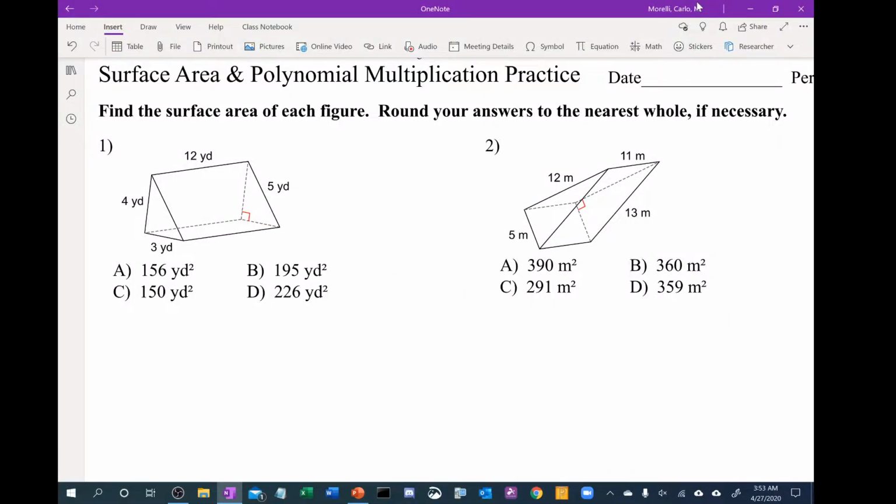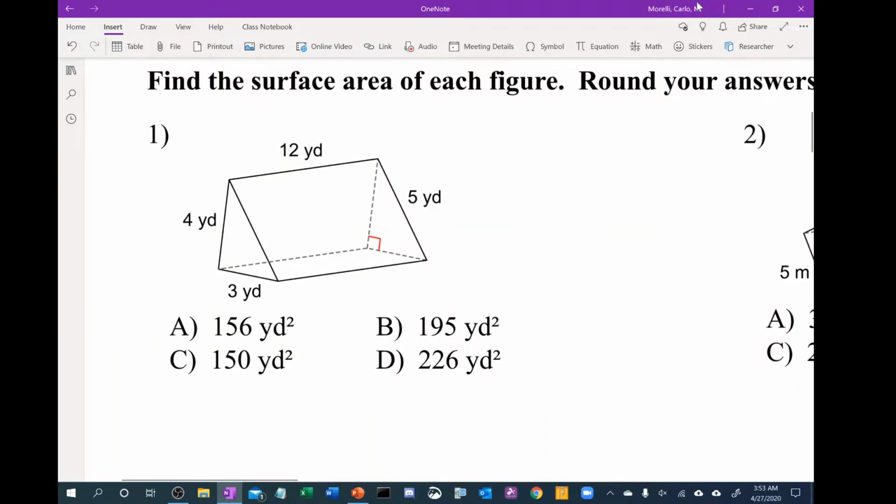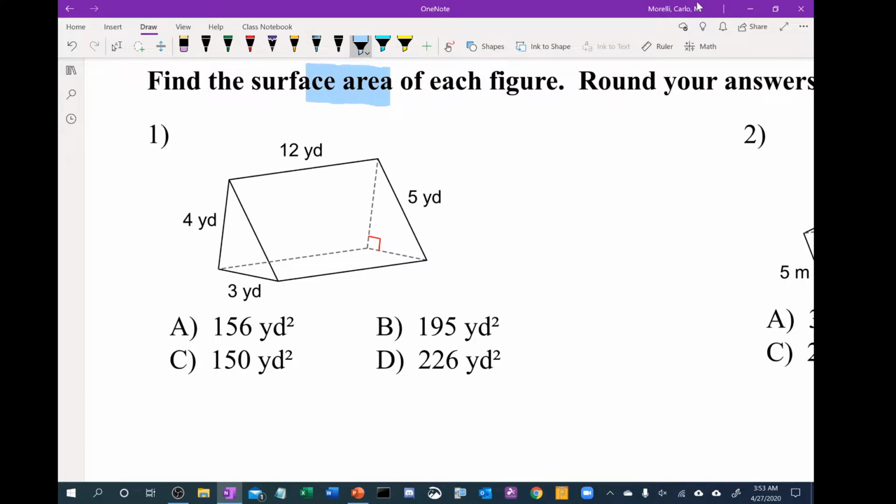Okay, so looking here at this first picture, we're going to try to find the surface area of this thing. Well, what does that mean, surface area? What that means is the area of all the surfaces. So you're not finding the volume, and what you're actually finding is just the area of each side of this figure, and this figure is called a triangular prism. So it's very, very simple. Let me show you what to do.